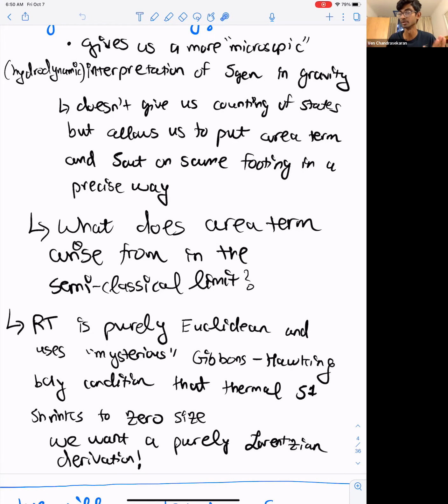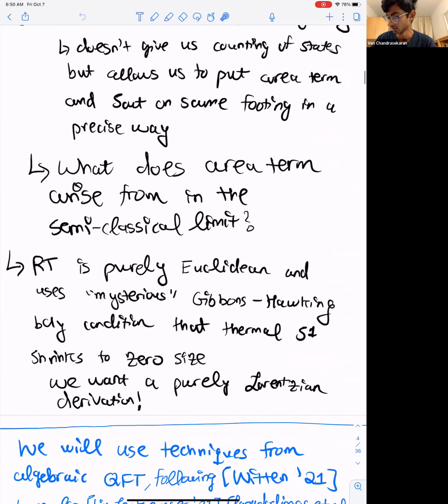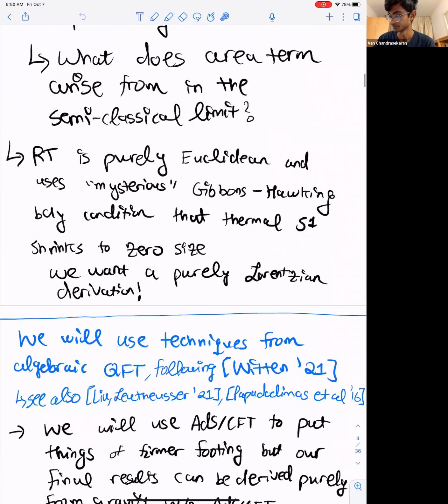But I completely agree with you, because whatever I'm doing here is really a semi-classical effective picture. So ultimately, in full quantum gravity, I think only the boundary entropy is going to make sense anyway.